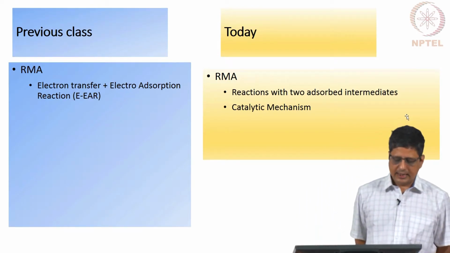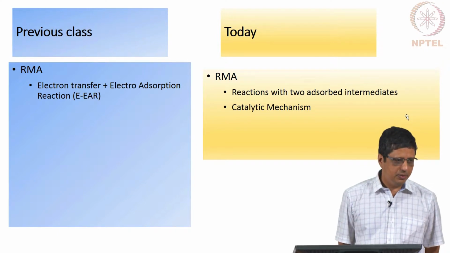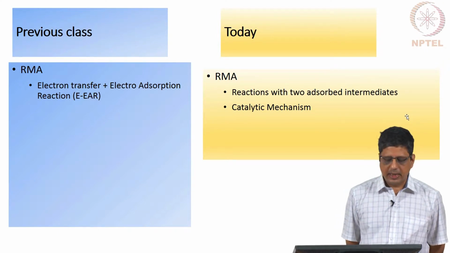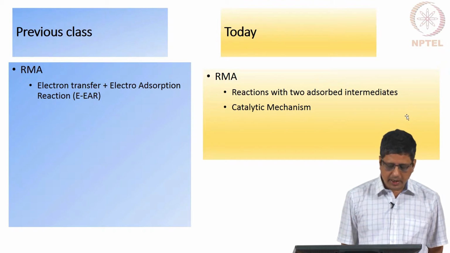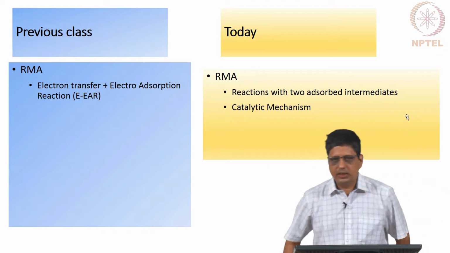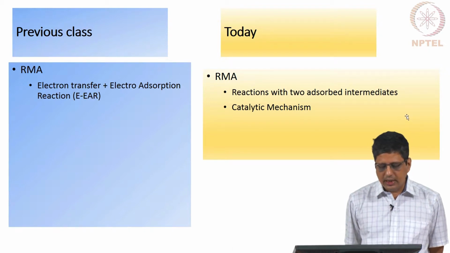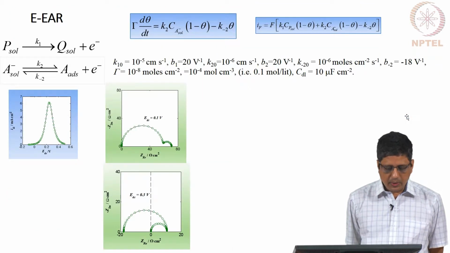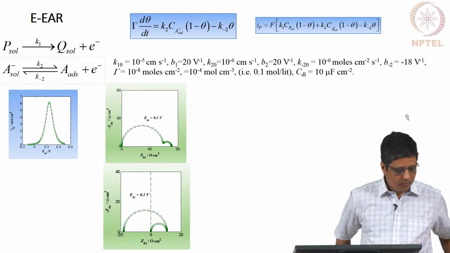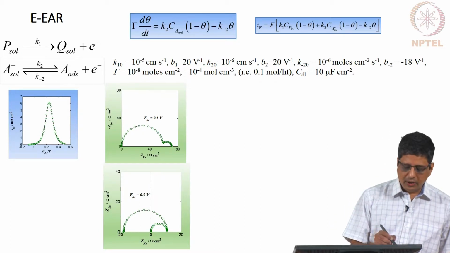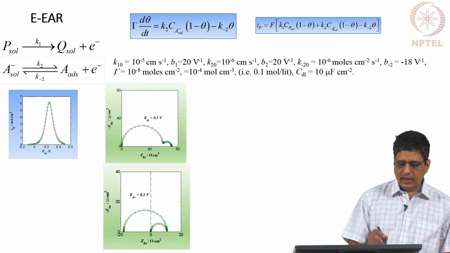So, what we saw in the last class was to derive the expression for impedance for a mechanism which involves one adsorbed intermediate, that involves an electron transfer reaction and an adsorption reaction. So, it is called the EAR reaction. To quickly refresh your memory, that is P going into Q with an electron transfer, and then A in solution adsorbing and releasing an electron.